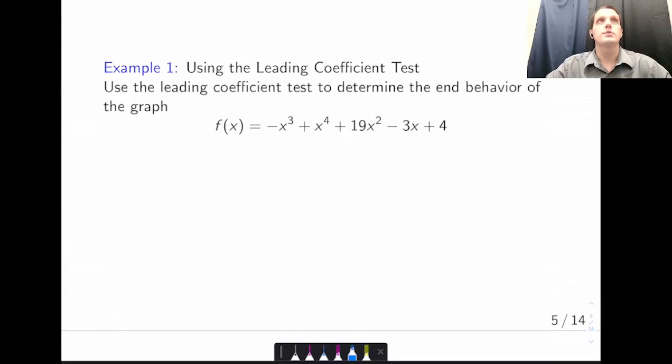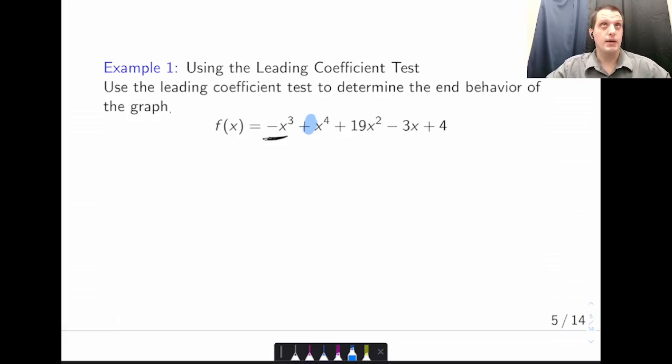All right, so now we're going to be using the leading coefficient test. Use the leading coefficient test to determine the end behavior of the graph. All right, so here's where we have to be careful. Our leading coefficient is not this right here. It is, well, it's the coefficient, so it's this number right here.